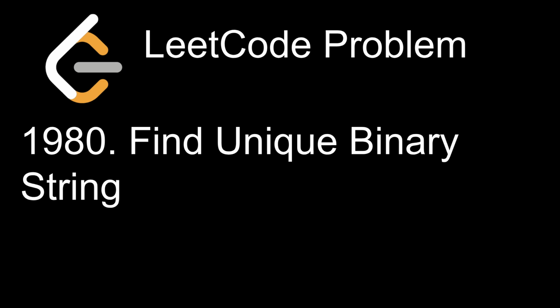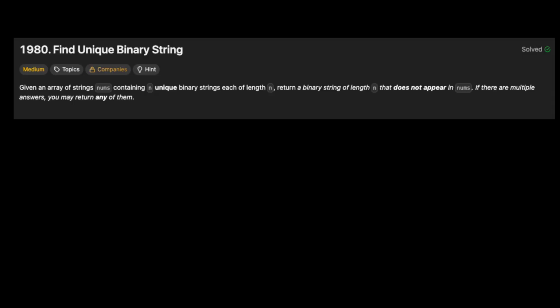Hello everyone. So today we are going to solve the LeetCode problem number 1980, Find Unique Binary String. In this question, we'll be given an array of strings nums containing unique binary strings of length n, and we have to return a binary string of length n that doesn't appear in nums.